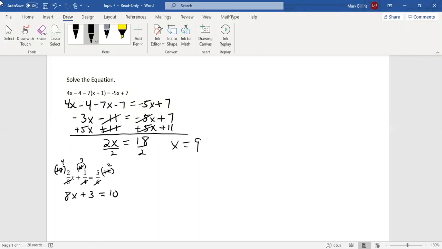I'm solving for x, so I'm going to isolate. So subtract 3 from both sides, and then divide by 8. So my answer would be x equals 7/8.